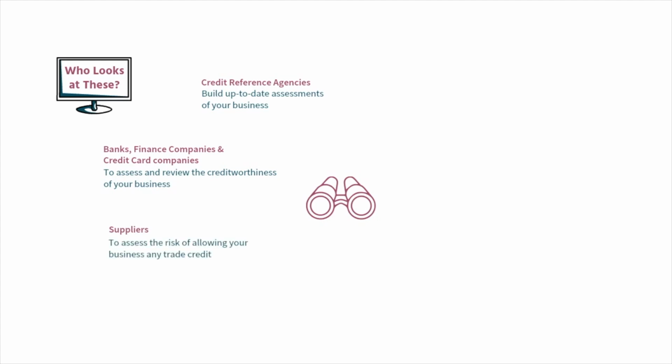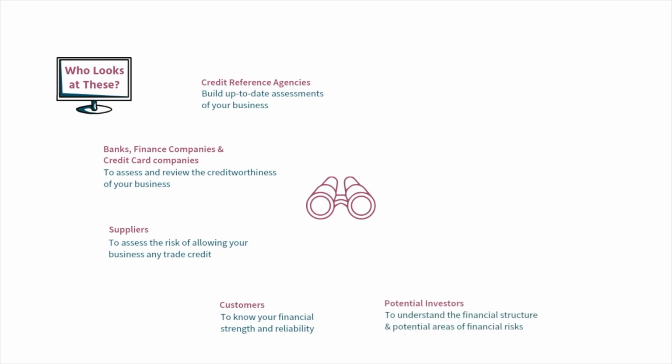Suppliers may assess the risk of allowing your business any trade credit and determine the terms of trade available. Customers may want to know your financial strength and reliability and to understand if your business will still be supplying them next month or next year. Potential investors, to better understand the financial structure and any potential areas of financial risks in your business. However, this would be only one of many areas they would look at. Potential purchasers, for the same reasons as potential investors.